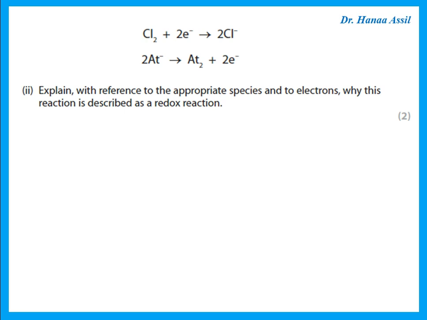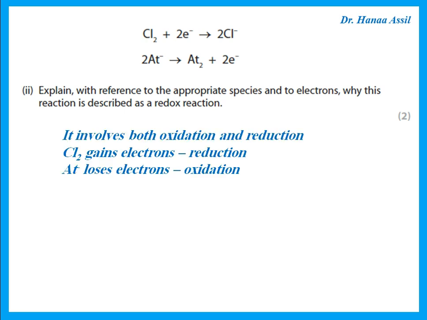Explain with reference to the species and to electrons why this reaction is described as a redox reaction. Again, this reaction, why do we say it's a redox? You're going to explain to me that this involves chlorine gaining electrons, and gain of electrons is reduction. The At minus loses electrons, and loss of electrons is oxidation. So because we have oxidation and reduction, then this is a redox reaction. But you have to be specific.